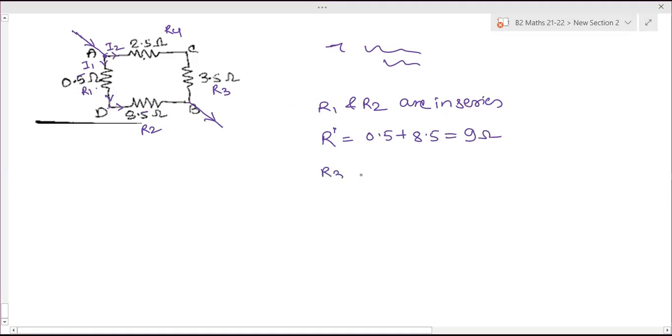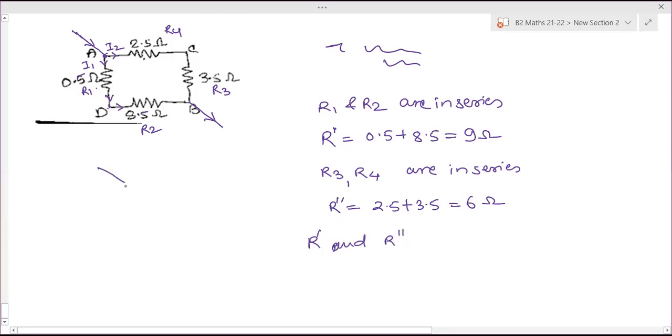And R3 and R4 are again in series, because the same current passes through both of them. So R double dash is equal to R3 plus R4, 2.5 plus 3.5, which is 6 ohm. Now how are R dash and R double dash connected? They are in parallel. This is point A, this is point B. The lower part is R dash, and the upper part is R double dash.